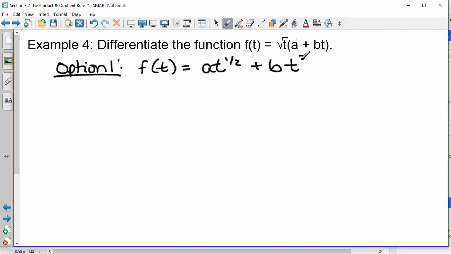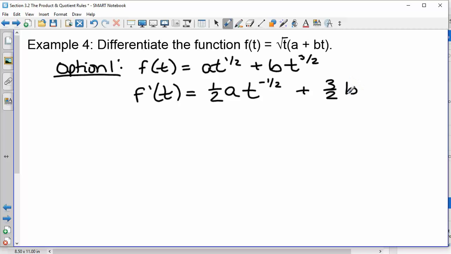1 plus 1/2 would be 3/2. So the derivative, exponent comes down, so 1/2 times a. You could write a 1/2 a, you could do a over 2. Subtract 1 from the power, so that's a negative 1/2. This would be a 3/2 b times t to the positive 1/2. So this one, it was pretty easy just to multiply it out first.